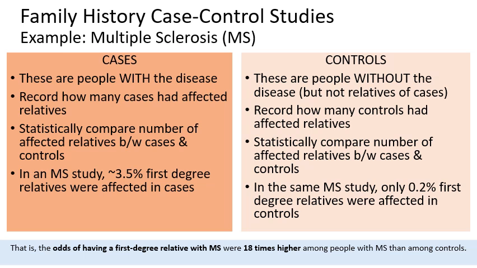So taking the example of the multiple sclerosis study, approximately 3.5% of first-degree relatives were affected in the cases, whereas only 0.2% of first-degree relatives were affected in the controls. So taking this measurement, now we know that the odds of having a first-degree relative with MS, based on this study, were 18 times higher among people with MS than among controls. So we know that the risk of a relative of a person with MS to also get MS is 18 times higher than the general population, that is the controls.